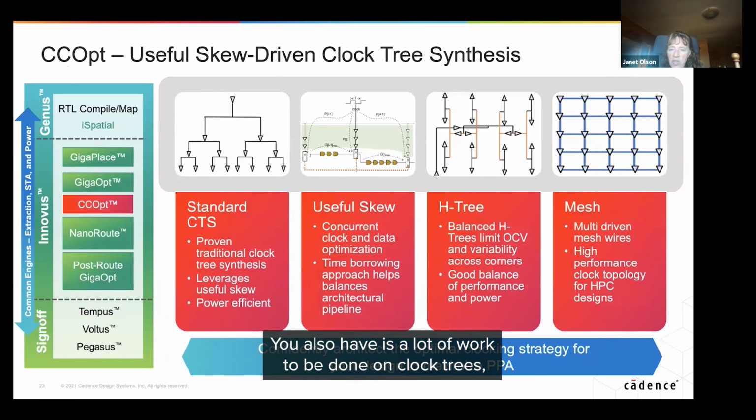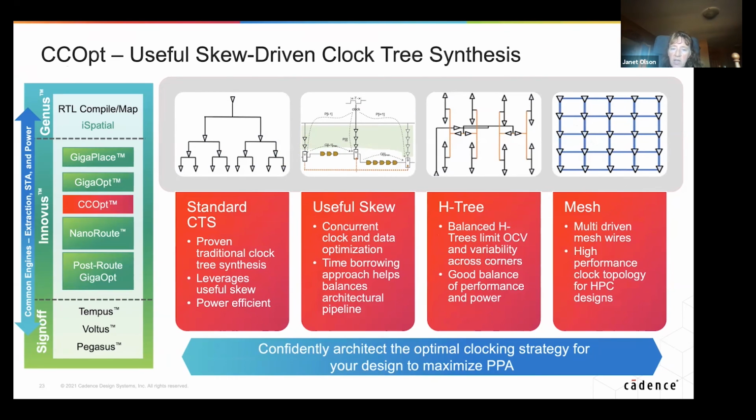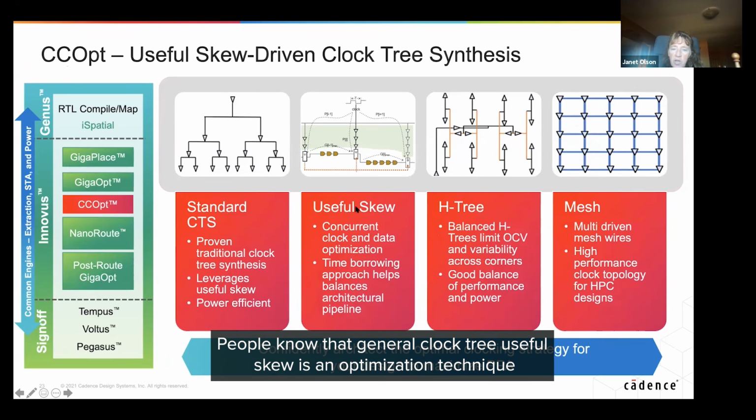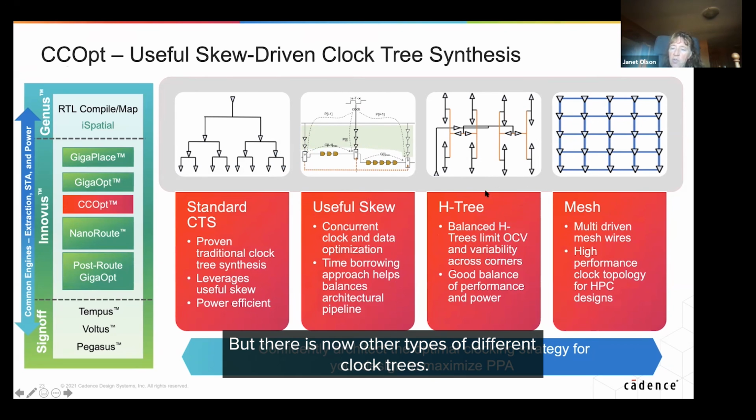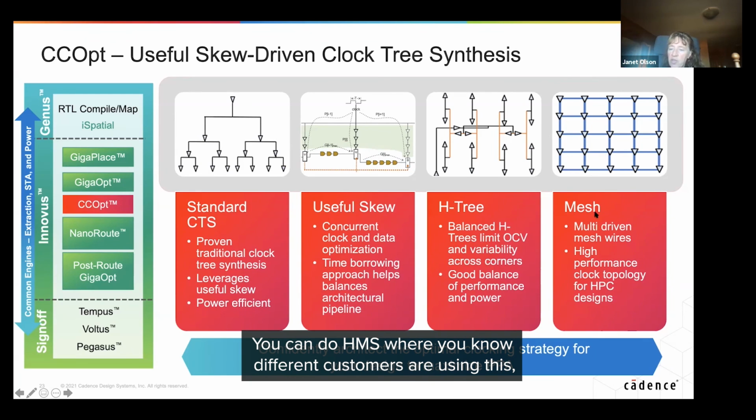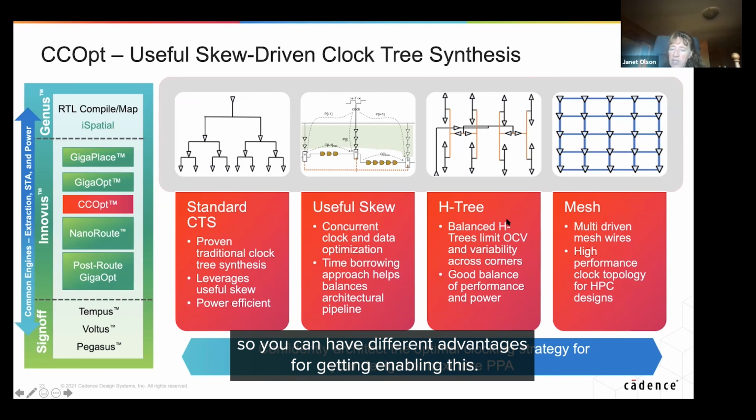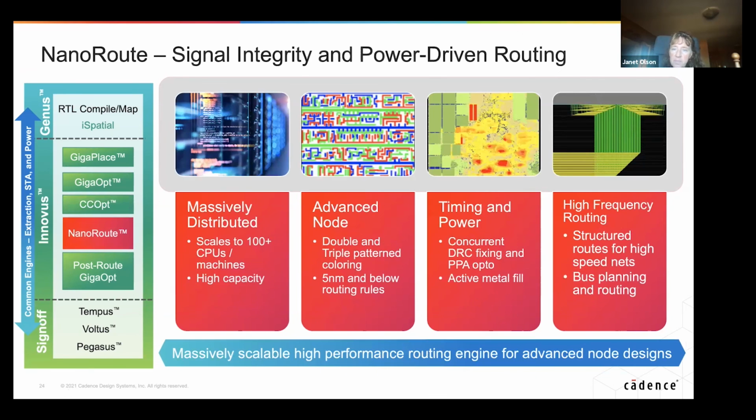There's also a lot of work to be done on clock trees. Clock trees can become arbitrarily complex. People know the general clock tree. Useful skew is an optimization technique I just mentioned before, where you can make your design meet timing. But there are now other types of clock trees you can do, H-tree or mesh, where different customers are using these, and you can have different advantages from enabling this.